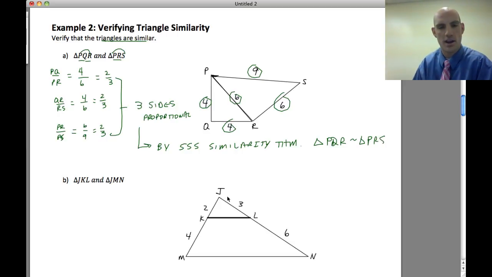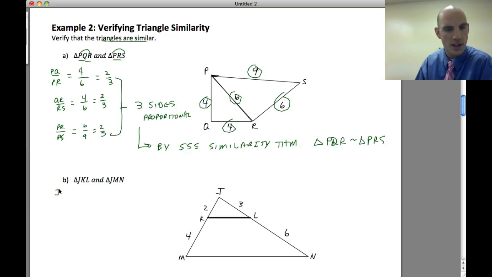Okay, let's try another one. JKL and JMN. So this time they're inside of one another. Well, what I'm given is 2 sides of this one, and 2 sides of this one. So let's take a peek here. This is going to be a common similarity problem.